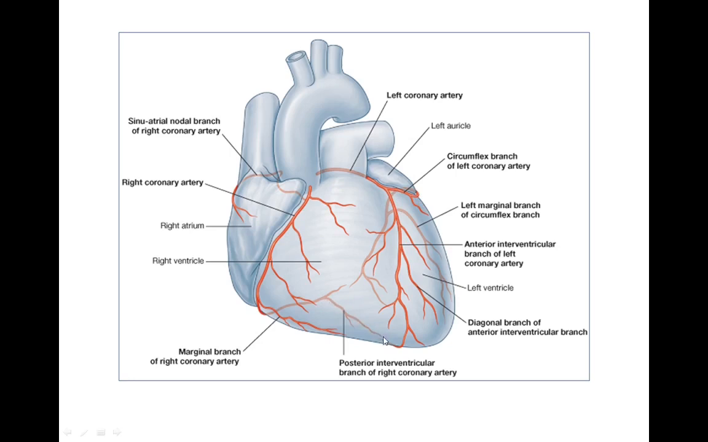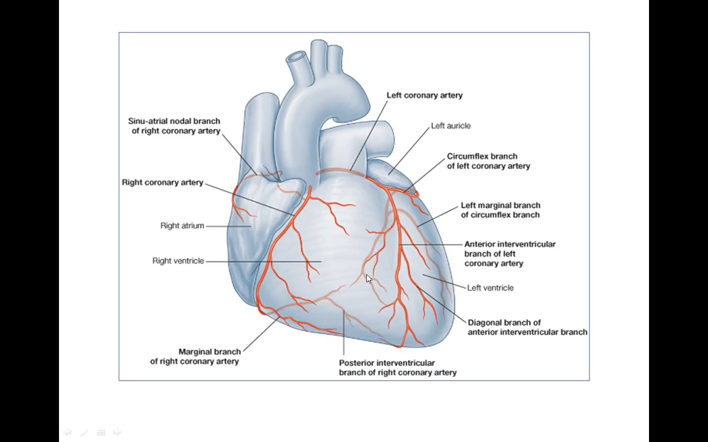And in the posterior interventricular group, we have the posterior interventricular branch of the right coronary artery. Now, as it supplies the posterior part of the interventricular septum, this artery should not be so large. It will also have to supply part of the diaphragmatic surface of the left ventricle, because part of the diaphragmatic surface of the left ventricle is supplied by the right coronary. So this part will become smaller.